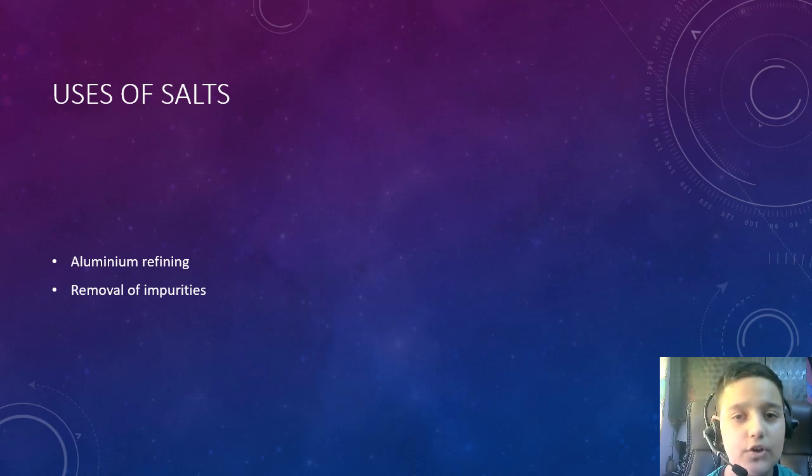The normal color of salt is white, but if you see any other color of the salt, it can be because of some impurities present in the salt. So these were some uses of the salt.